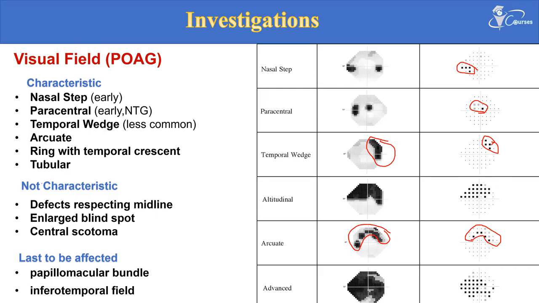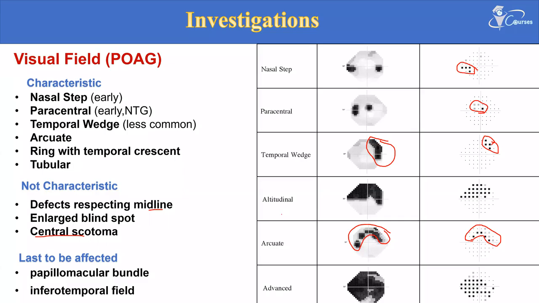There are certain non-characteristic visual field defects. When you find them in the visual field, you are more likely to think of a cause other than glaucoma, like defects respecting the midline, such as hemianopia, quadrantanopia, or bitemporal hemianopia. These defects are more likely to be neurological. Also, an enlarged blind spot is more likely to be neurological, like in papilledema. And central scotoma is also less likely to be glaucomatous. So these changes could happen.